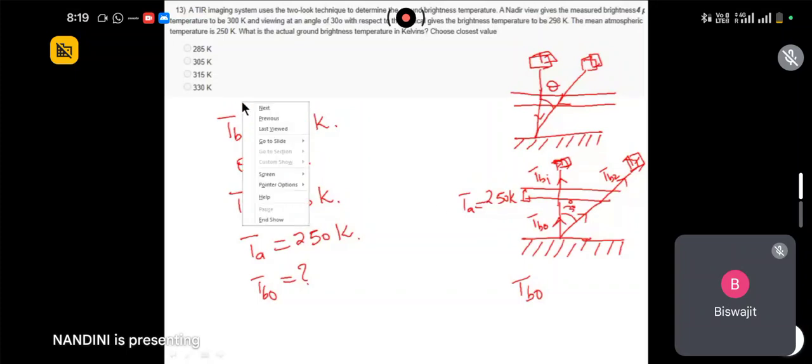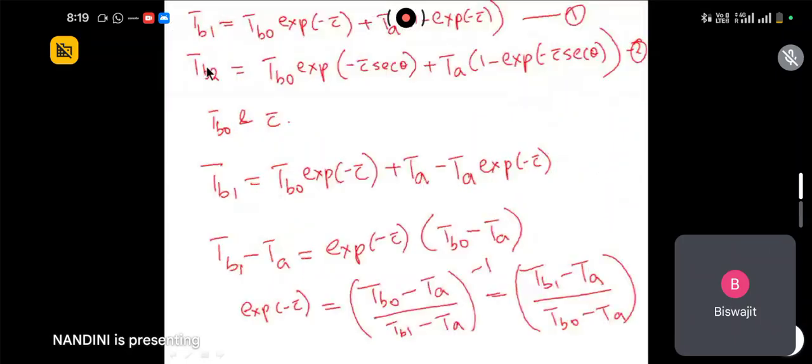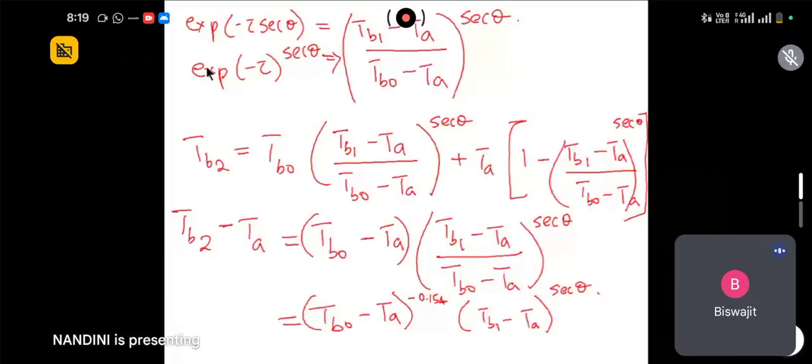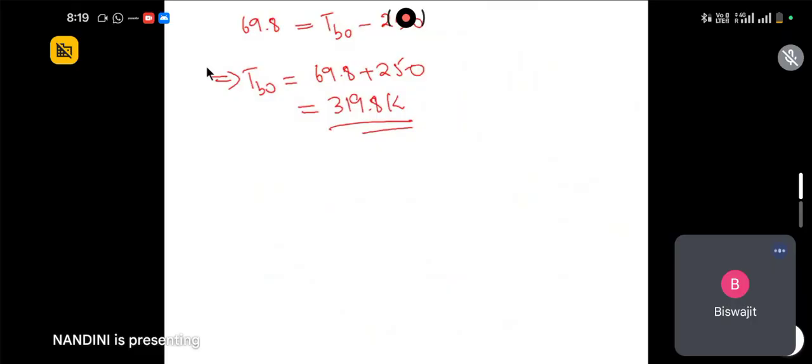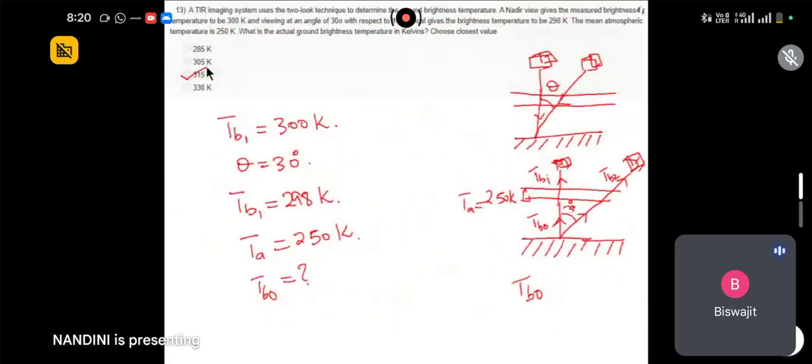Yeah, approximately 315 Kelvin is the answer. Did you get 319? So approximately 315 will be the answer. In the option, 315 is the closest value. So 315 is the answer.